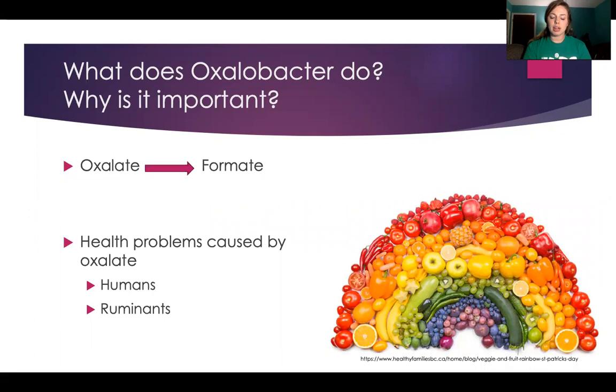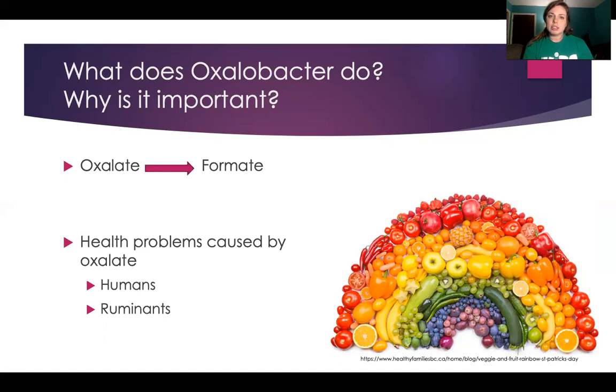So what does Oxalobacter actually do? Why do we need it? Well, the main role of Oxalobacter is to convert oxalate into formate in its environment. Well, let's back up. What exactly is oxalate? Oxalate is the salt form of oxalic acid, and that's a compound that's found in plants. So anytime that you eat a plant, fruit, veggie, whatever, you're ingesting some amount of oxalate. Some plants that would be high in oxalate would be like spinach and beets, and for ruminants, clover is really high in oxalate too.